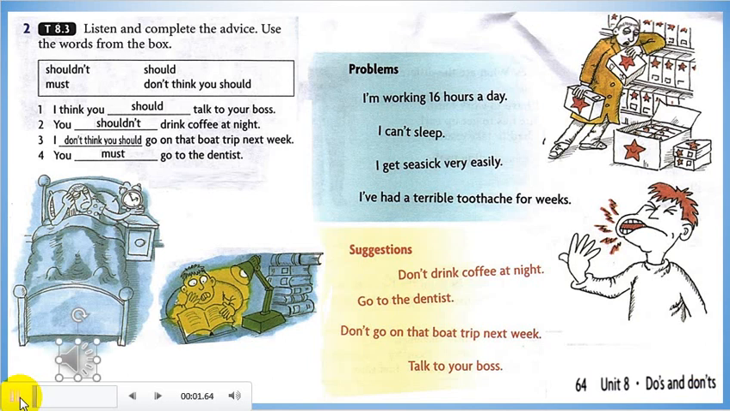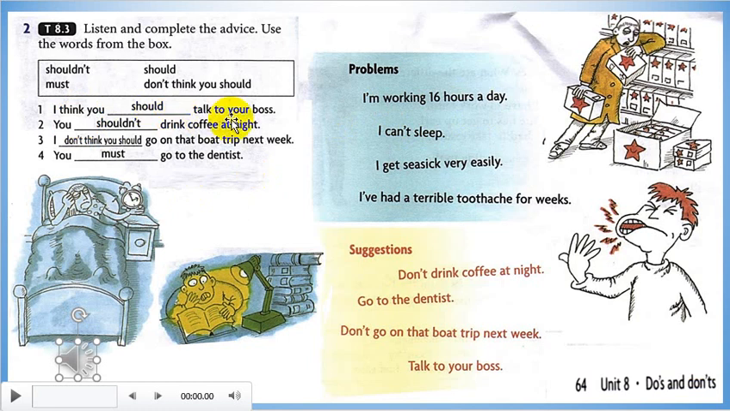Tape script 8.3. 1. I'm working 16 hours a day. I think you should talk to your boss. 2. I can't sleep. You shouldn't drink coffee at night. 3. I get seasick very easily. I don't think you should go on that boat trip next week. 4. I've had a terrible toothache for weeks. You must go to the dentist.